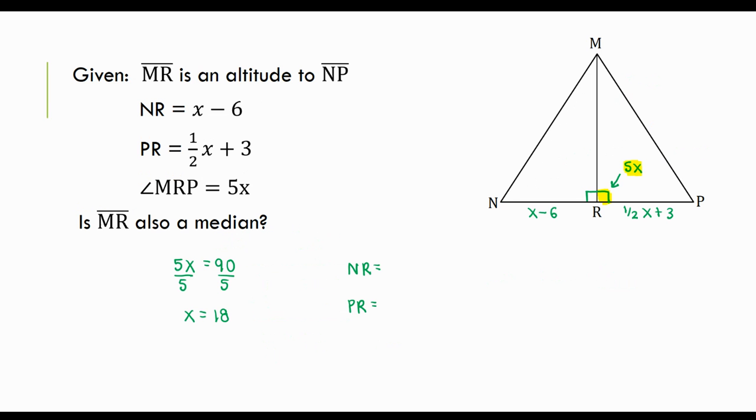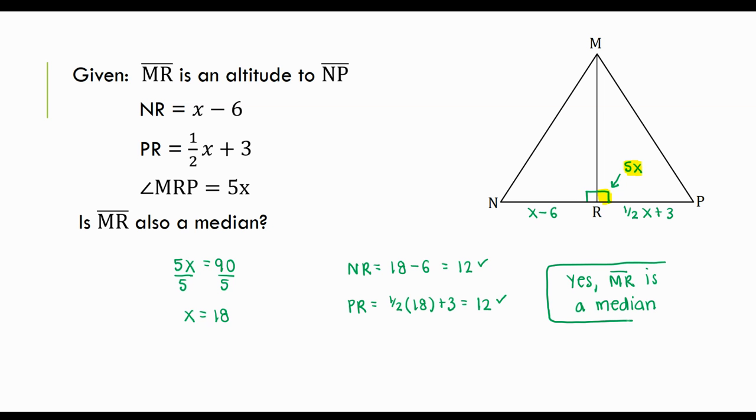When I substitute in 18, I'll have 18 minus 6 for the first segment, and I want to take half of 18 and add 3 for the second segment. Well, 18 minus 6 gives us 12. Half of 18 is 9. 9 plus 3 gives us 12. So the fact that they both equal 12, is segment MR also a median? Yes. Segment MR is a median. And that's only because after we found x, we were able to see that those two smaller segments were congruent. But don't set them congruent to begin with. We cannot assume that.